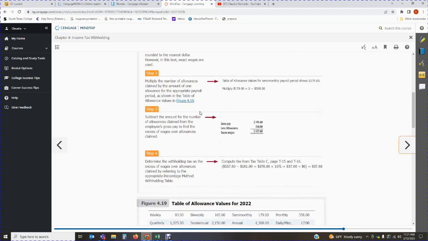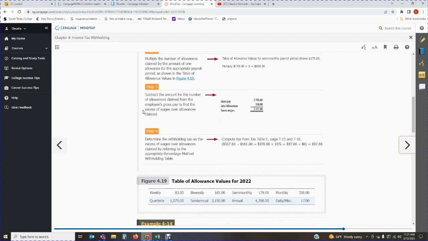Step number 2. We're going to multiply the number of allowances claimed by the amount of one allowance for the appropriate payroll period, as shown in the table of allowances in figure 419. So you multiply whatever rate you get on that table times the number of allowances, and you get the dollar amount. This is the dollar amount that will be exempt from taxes based on the number of withholdings.